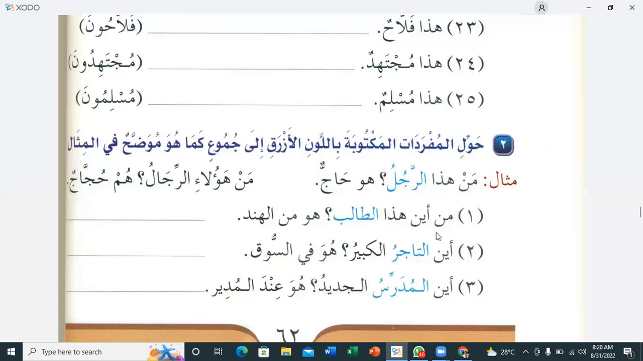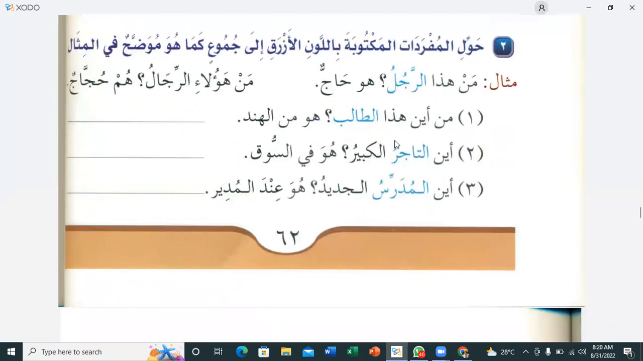First sentence is: man aina, min aina hadha talibu, huwa min al hind. So the plural sentence of this is: min aina ha'ula'i tullab. And the answer is whom? Min al hind.